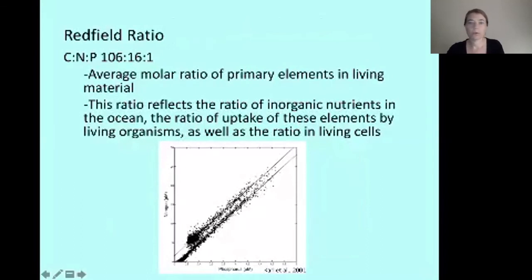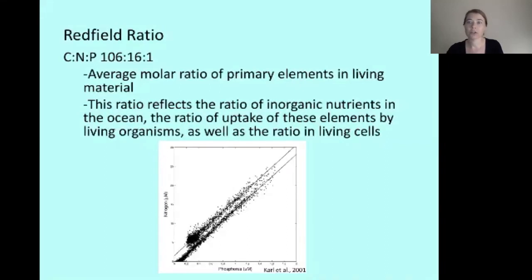So I want to return to this plot that I showed earlier because there's something else that it can show us, which is the slope of these lines, which if I calculated would be about 16:1, which is about the ratio of nitrogen to phosphorus that we find in living material, in inorganic nutrients in the ocean, as well as the ratio that's taken up by living cells. So this is approximately how much nitrogen to phosphorus is needed for life.